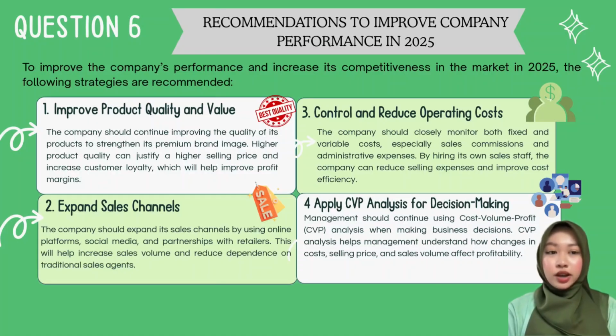Second, the company should expand sales channels by using online platforms and partnerships to increase sales volume. Third, the company should control and reduce operating costs, especially sales commissions and administrative expenses. Finally, management should continue applying CVP analysis for better decision making. CVP analysis helps management understand how changes in cost, selling price, and sales volume affect profitability.